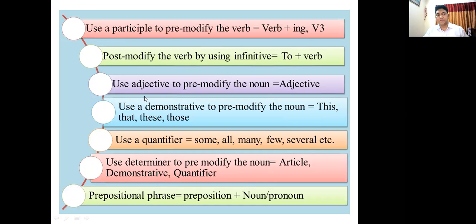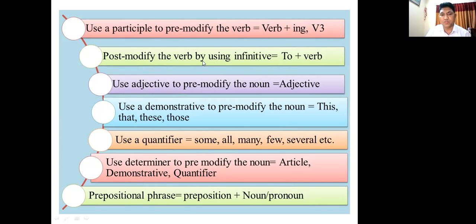Come to the next one, that is use participle to pre-modify the verb. Okay, if you are asked to use a participle to pre-modify the verb, in such cases you have to use appropriate participle. It may be verb plus ing form, or it may be verb in first participle form. So according to the demand of the sentence, according to the demand of the situation, you have to write verb plus ing form or verb in first participle form.